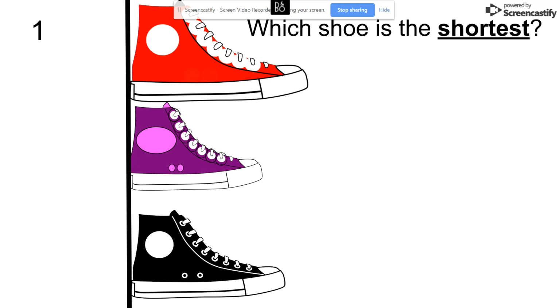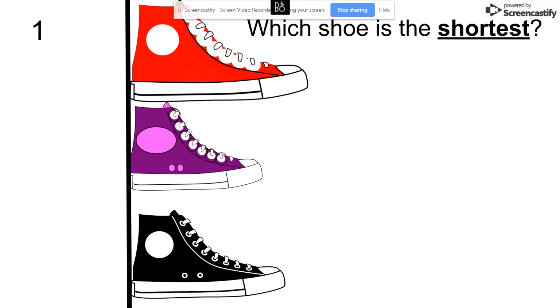The next thing I need to do is find the longest part of the shoe. So when I'm measuring, I need to include the end of my shoe to the very end of the other part of my shoe. The last thing I need to do is either use my eyeballs or cubes to determine which shoe is the shortest from end to end.